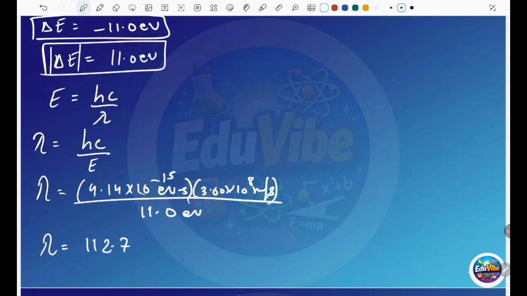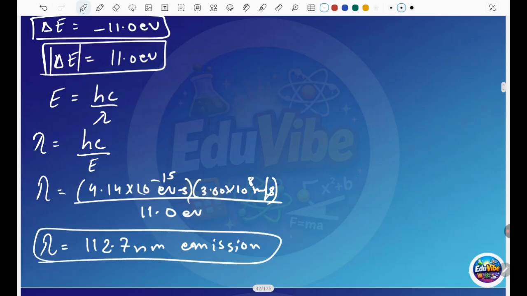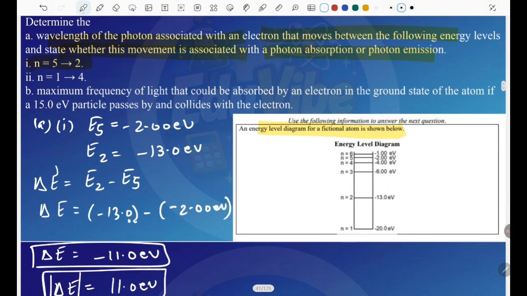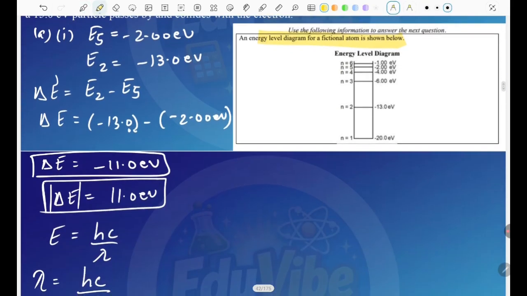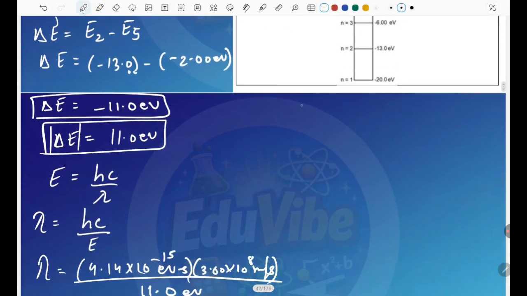Then at the end, you can convert this into nanometers. So this is in nanometers now, and this is the emission, because this goes from 5 to 2, which is all emission. Next we have from 1 to 4. So again you have to do the same thing. So I do the direct now.